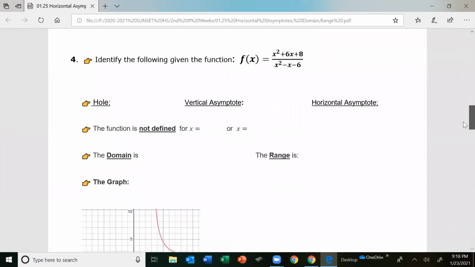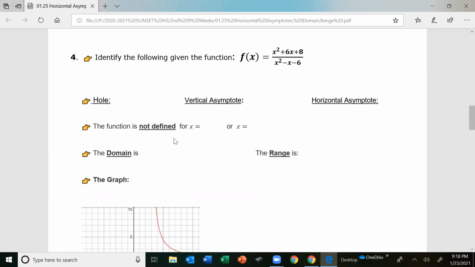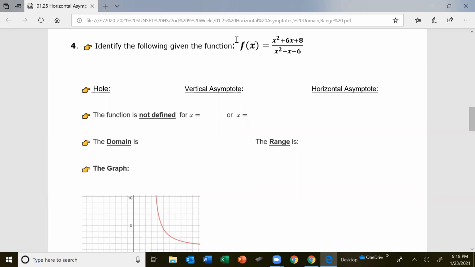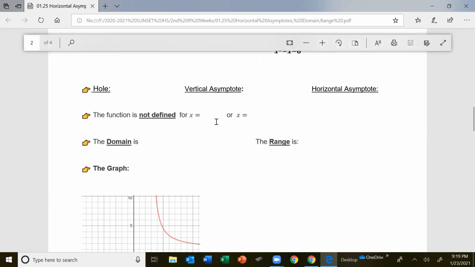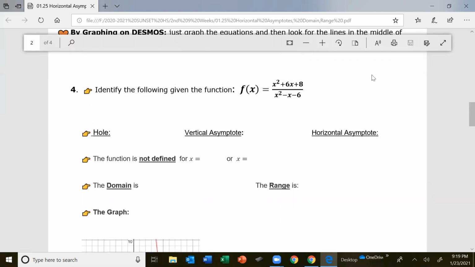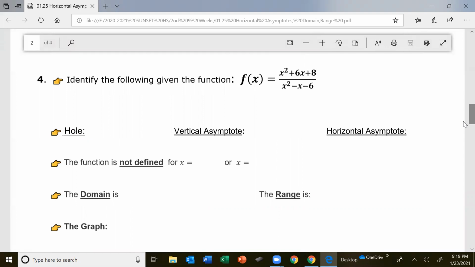Okay, next, let us review how to find the hole, the vertical asymptote, and the horizontal asymptote, and this time, because we have a horizontal asymptote, we are also going to be talking about the range, okay? So let us take a look at this example. Identify the following given the function. They ask us to find the hole, vertical asymptote, horizontal asymptote, at what numbers the function is not defined, for what value of x, right? And then what is the domain of that? So let me zoom in a little bit so you can see better.